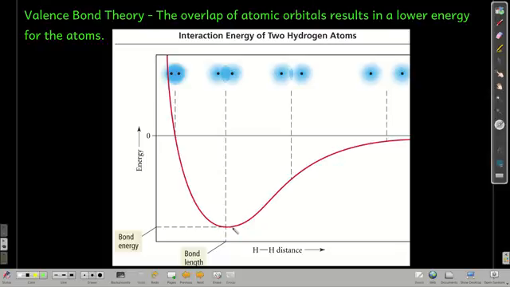But it doesn't go forever. If they get too close to each other, the nuclei start repelling each other. The protons in the nuclei start pushing each other apart, and the energy starts going up. So there's this one distance that's the minimum energy for these two atoms to be apart from each other. And that's what we call the average bond length, in this case for hydrogen, or for whatever the atoms are. And valence bond theory basically says that you have the valence electrons in an atom, in whatever orbitals they're in, and those orbitals overlap with valence orbitals in another atom to make a bond.